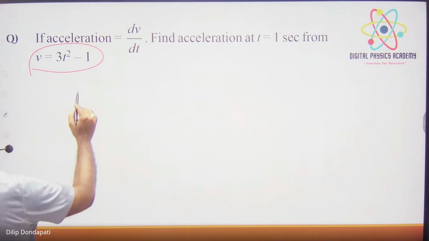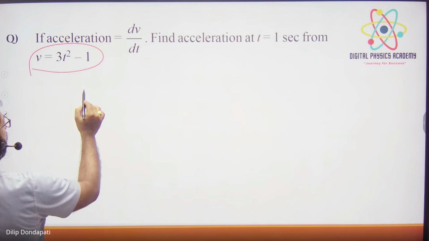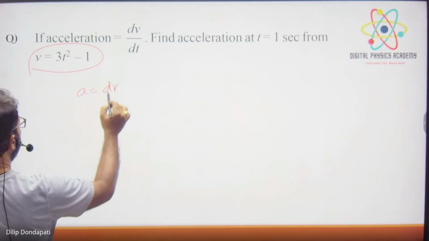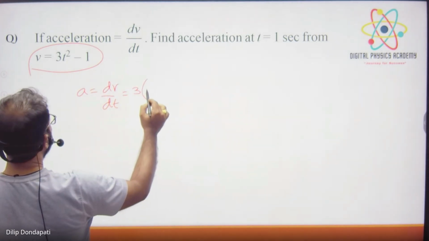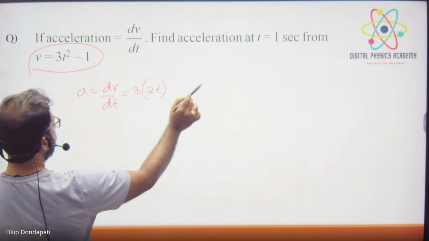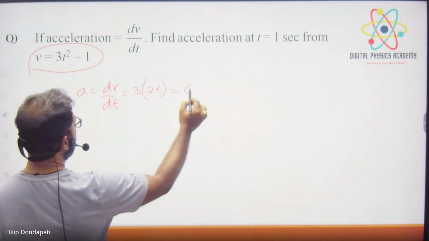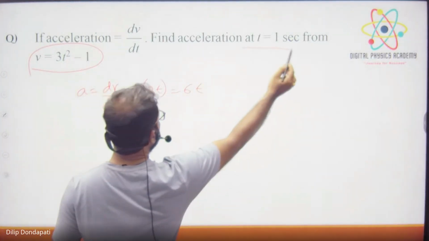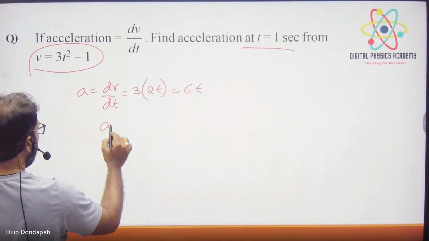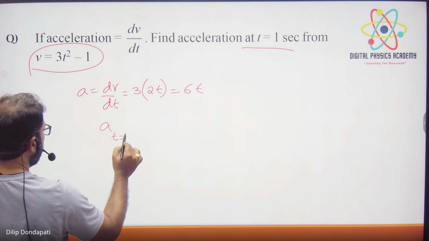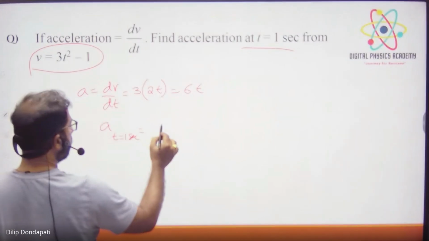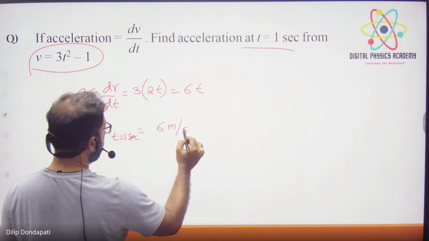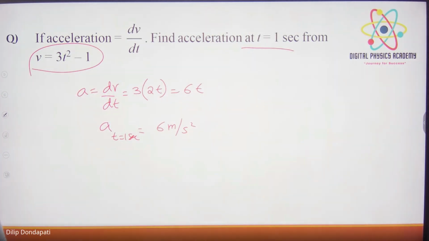Look, we are differentiating y; acceleration is dv by dt. 3 is coming outside. The differentiation of t square is 2t. The differentiation of 1 is 0. So it is 6t. But I want the acceleration at t equal to 1 second. So just substitute 1 in place of t. So 1 into 6 is 6. Exactly. So next one.